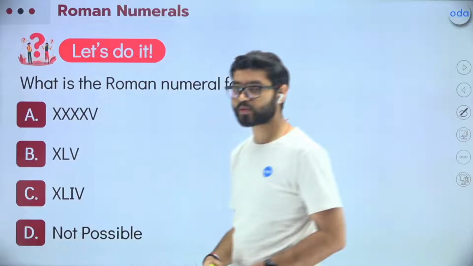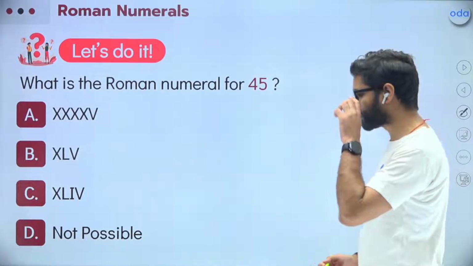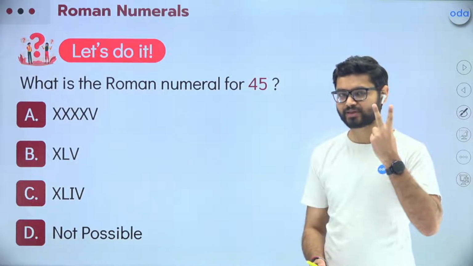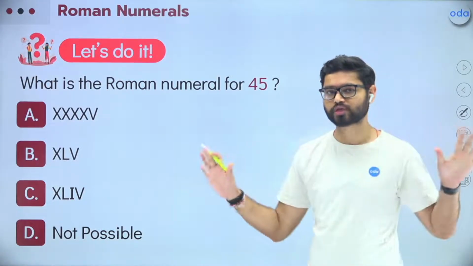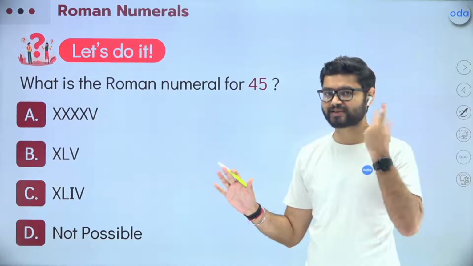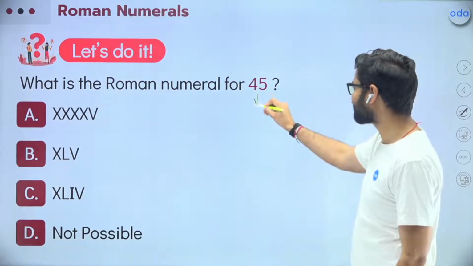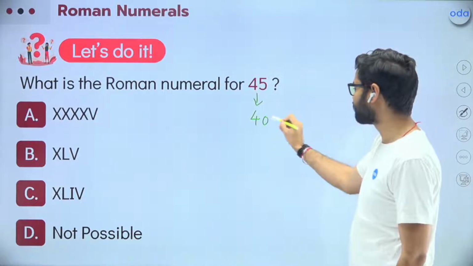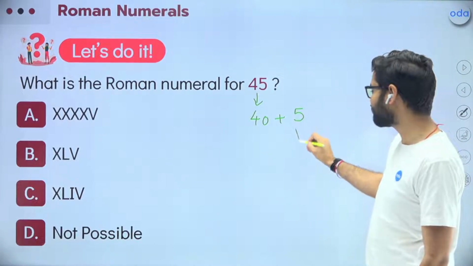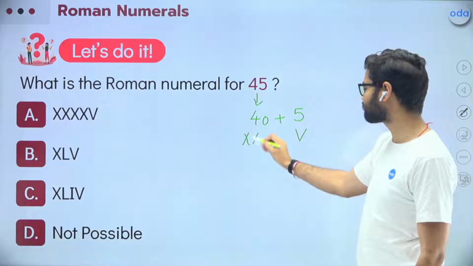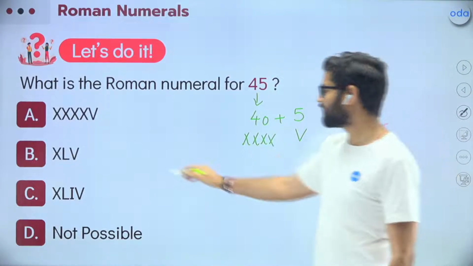What is the Roman numeral for 45? So I was telling you there are two ways of doing things. The first way is addition. The second way is subtraction. No third way. 45 I can write as 40 plus 5. You would be thinking this is so easy, huh? 5 is V only and 40 is XXXX. Right? A is the answer.